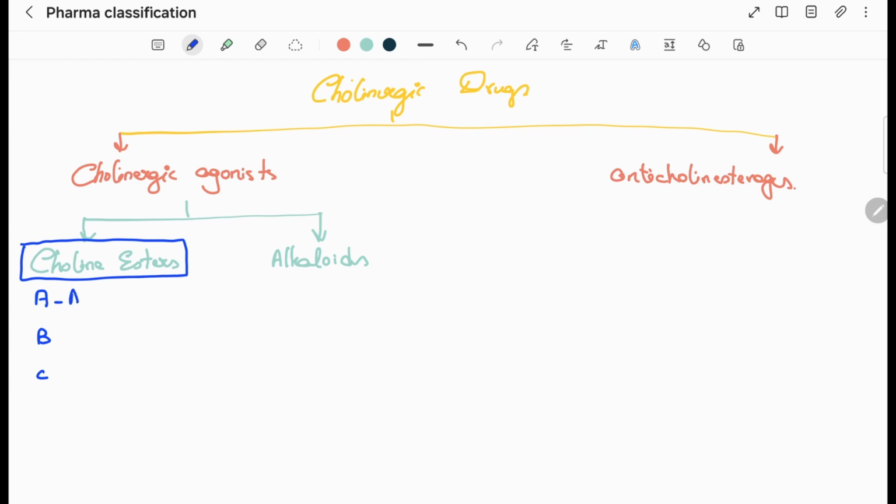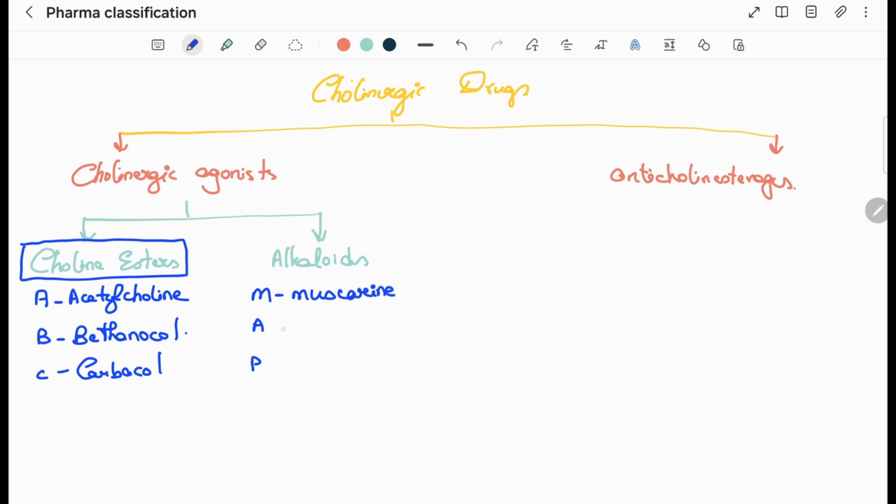A for acetylcholine, B for bethanechol, and C for carbachol. Okay, so this is the mnemonic for choline esters. And the second one is alkaloids. In these alkaloids, MAP, M-A-P. M for muscarine, A for arecoline, and P for pilocarpine. Okay, make sure you remember these all. MAP and ABC.